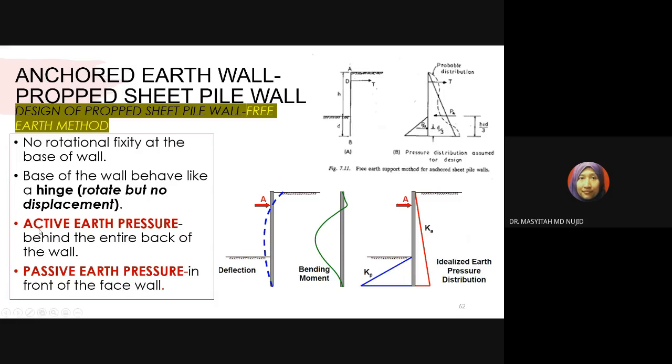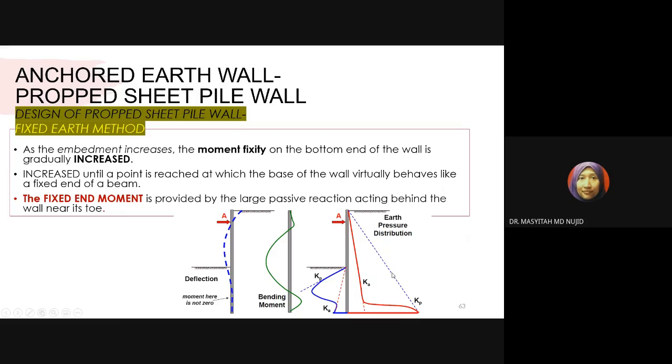And then you can see the active earth pressure behind the entire back of the wall. So look at the pressure distribution here, where the active earth pressure develops behind the wall, while the passive pressure distribution develops in front of the retaining wall, or in front of the propped sheet pile wall.